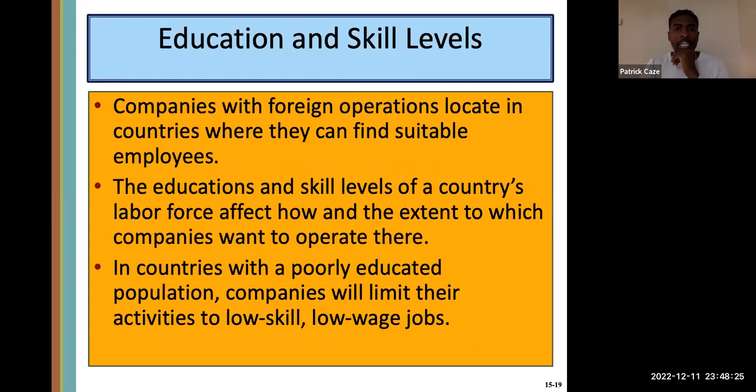Okay. Education and skill levels. Companies with foreign operations locate in countries where they can find suitable employees. Education and skill levels of a country's labor force affect how and the extent to which companies want to operate there. In countries with poorly educated populations, companies can limit their activities to low-skill, low-wage jobs. Okay, so you see where education really kicks in, right? If you have a community or society in which education is not important, then you're not going to be really looking for any high technically skilled folks, right? It's not going to be a plethora of folks that are well educated in anything.